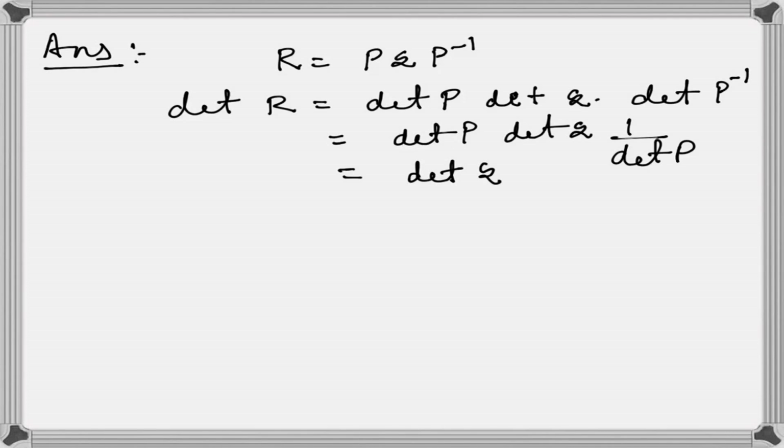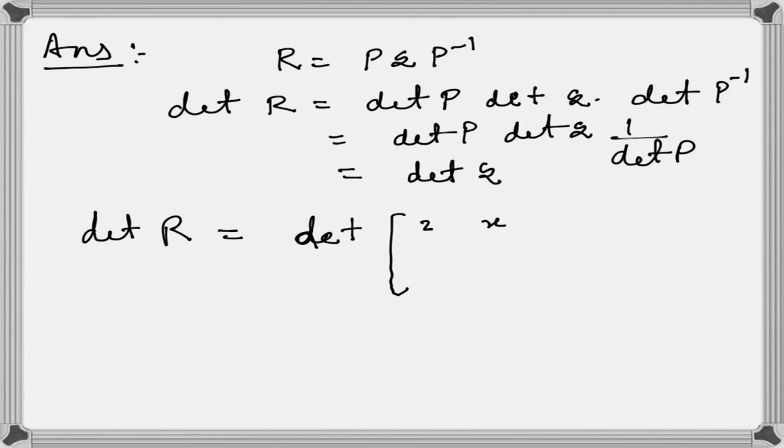So let's take the Q matrix. Let me just delete this. Sorry, I'm making too many mistakes. Determinant of R is equal to the determinant of Q. So what is the determinant of this matrix? What is the Q matrix?